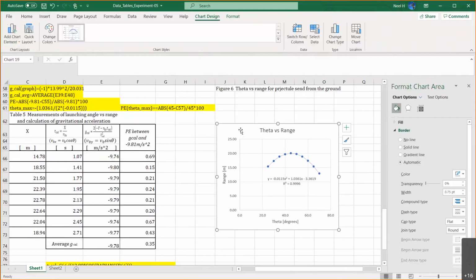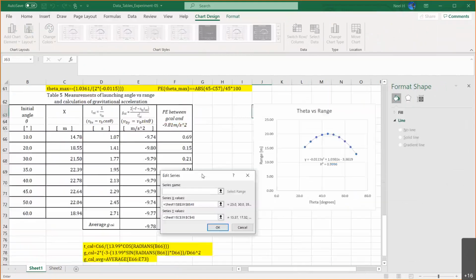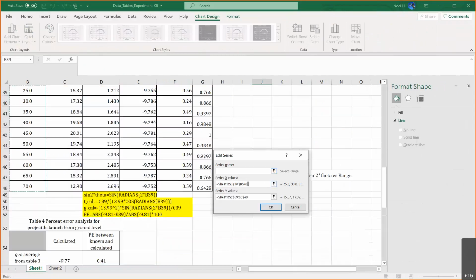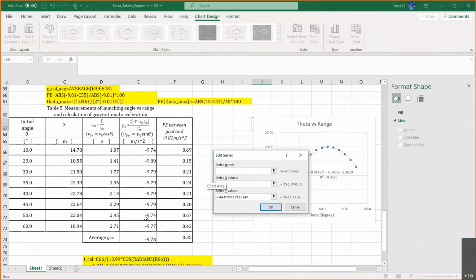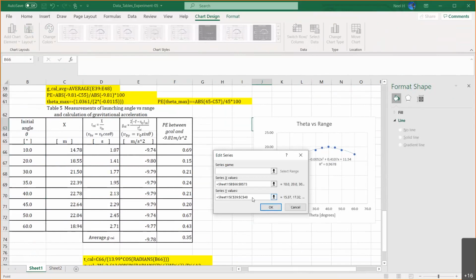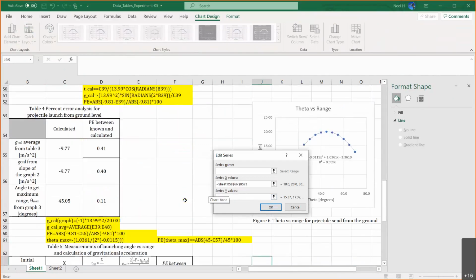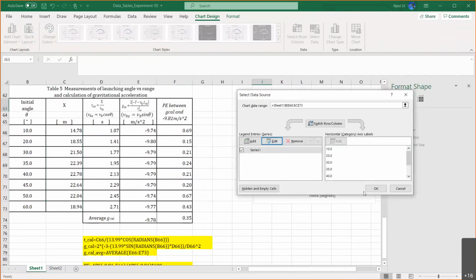Then double click on the graph, edit the data. Now, don't remove the series. Actually click on the series and then click edit. Then bring that here all the way to the last table, and then delete everything there on the x-axis, and then define the new x. The new x should be the new data range from B cell number 66 through B cell number 73. And the new range should be table number 5, cell C66 through cell C73. Click OK, click OK again.